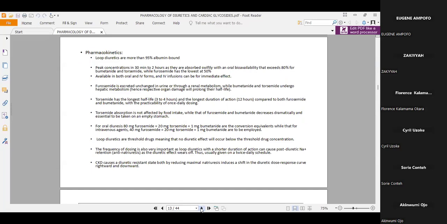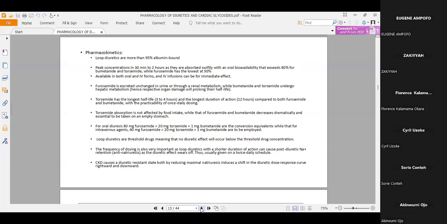So loop diuretics are 95% bound to albumin. The peak concentration is achieved within 30 minutes to 2 hours. And then the oral bioavailability exceeds 80% for bumetanide and torsemide, while furosemide has a bioavailability of 50%. It's available both in the oral and IV formulation, and then IV infusion can also be used for immediate effect.